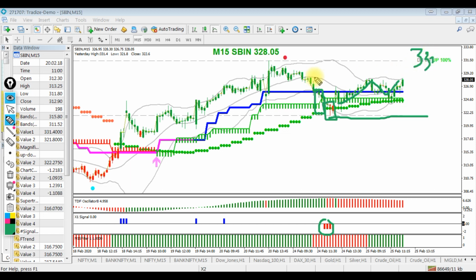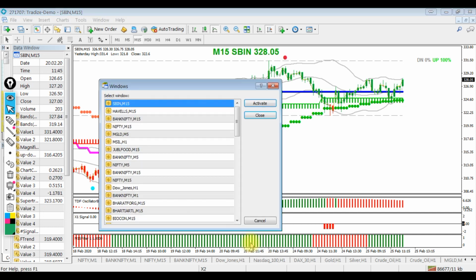If there is no bad news in international markets, even if Nifty is slightly positive, even if Bank Nifty is slightly positive, this will outperform Nifty and Bank Nifty. So observe the SBI chart. And the next one is Bharti Airtel.